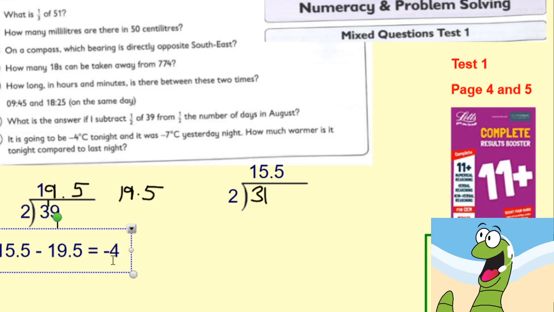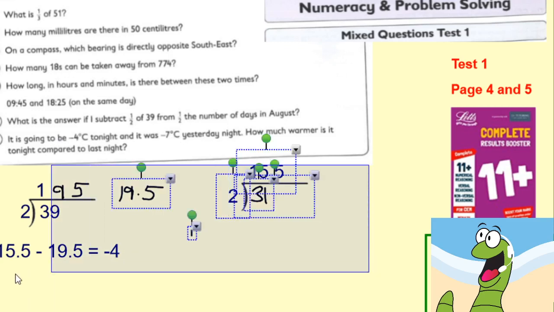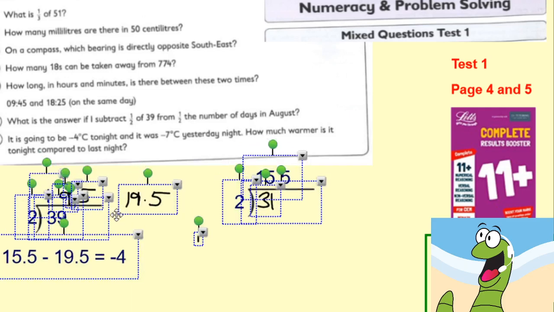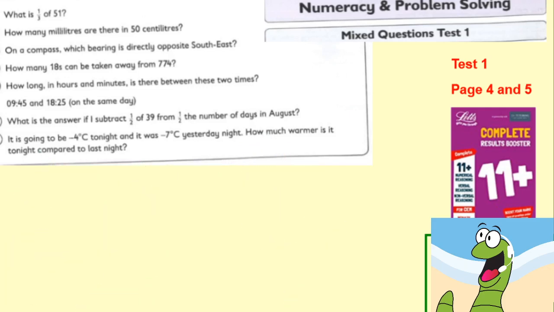All right, number 7. Let's have a quick look. It says it is going to be -4 tonight, and it was -7 yesterday night. How much warmer is it going to be tonight? How much warmer is it tonight compared to last night?